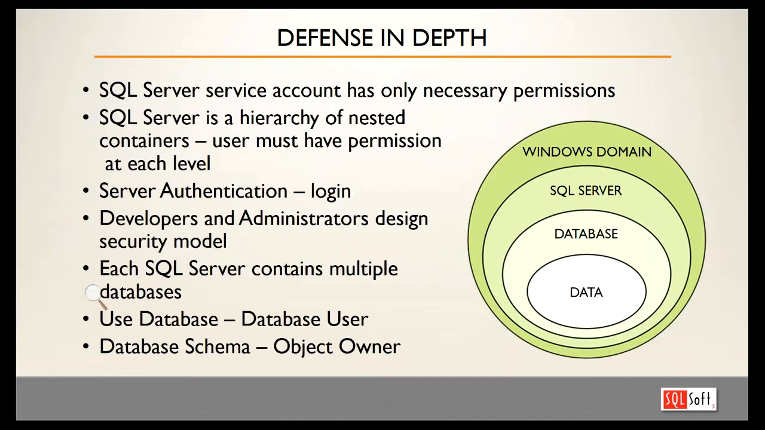So each SQL Server contains multiple databases, and users Bob and Alice may be able to get into one database and not another database. They may not be able to get into any other databases on the server, but be administrators in one database. Then once they're in, they are called database users, and permissions are granted to them as database users through user groups and possibly schemas. Schemas are object owners, and they are the last container of data. Schemas contain objects.